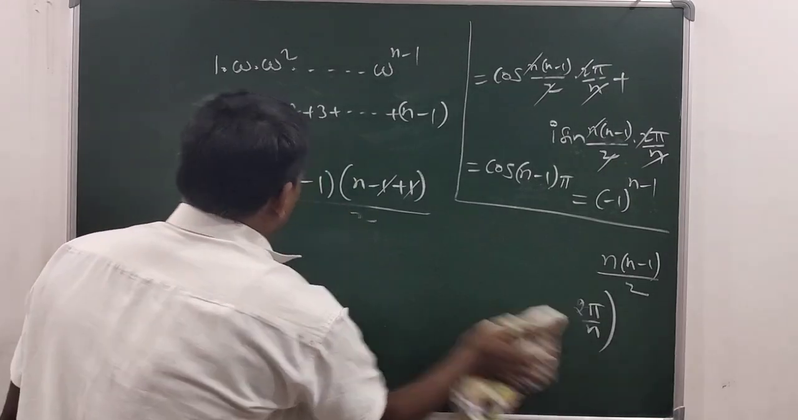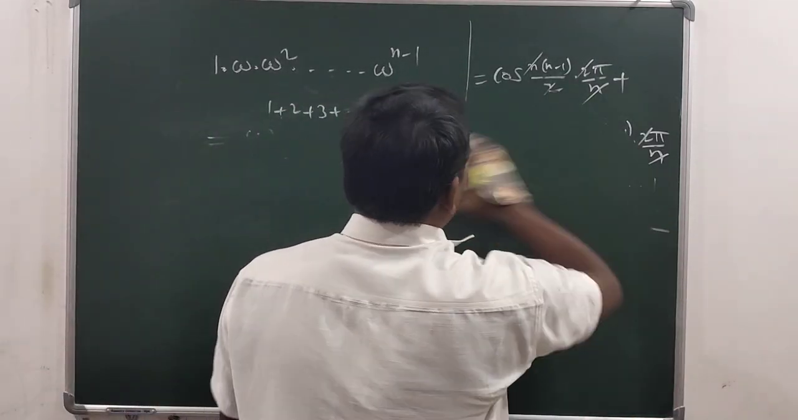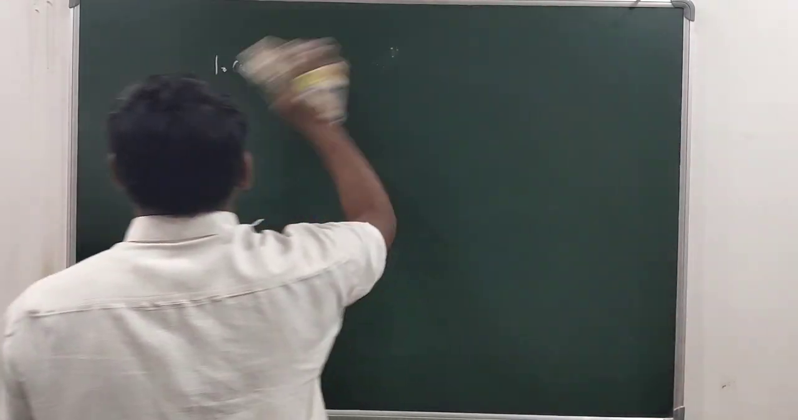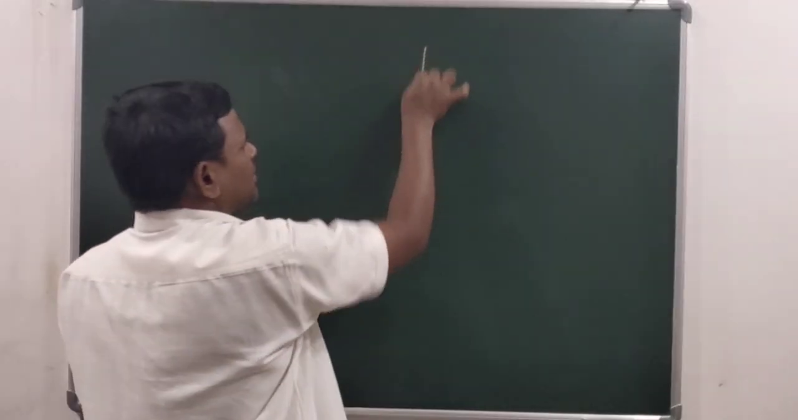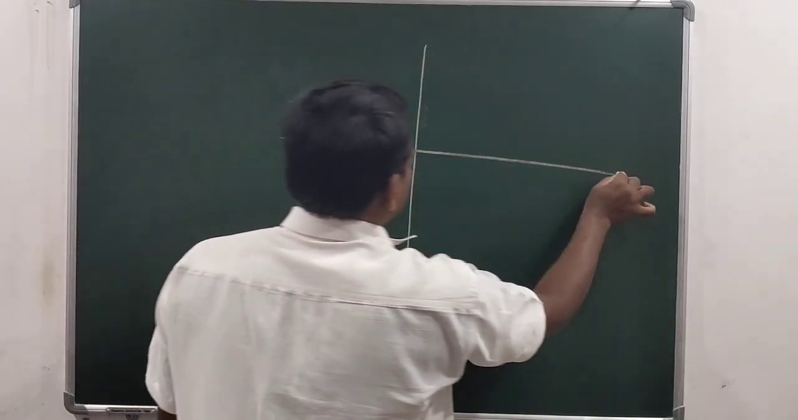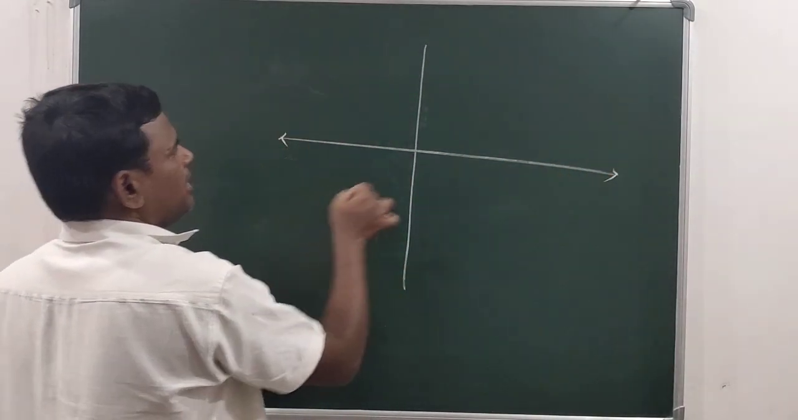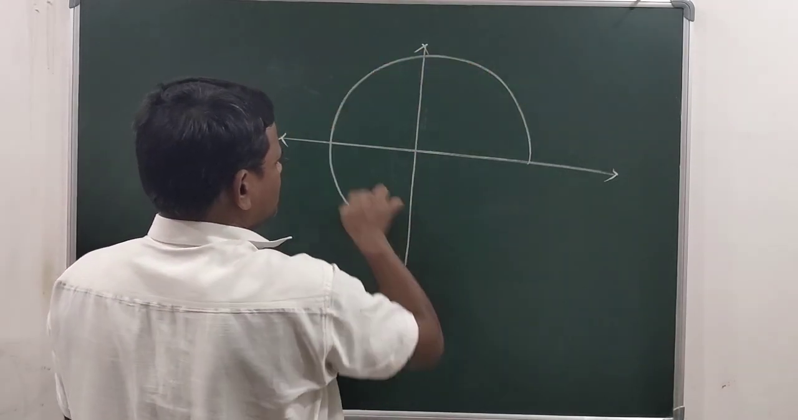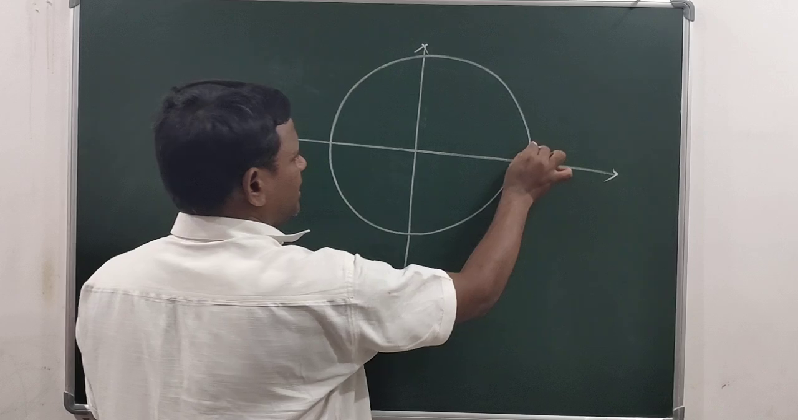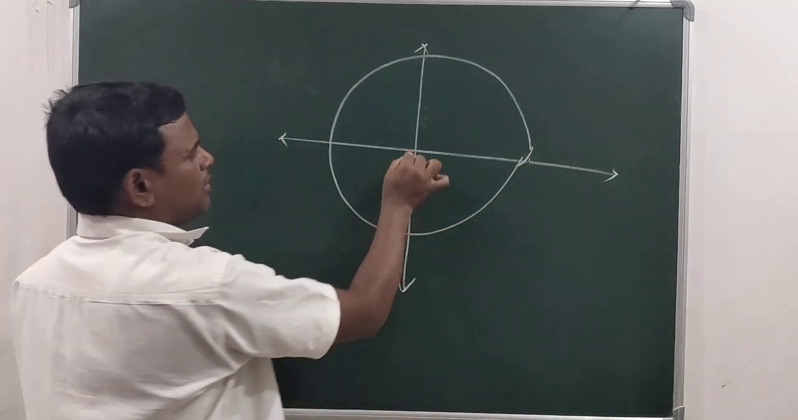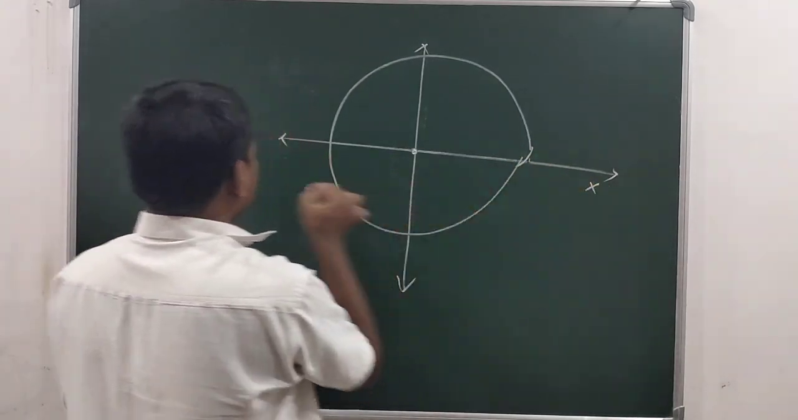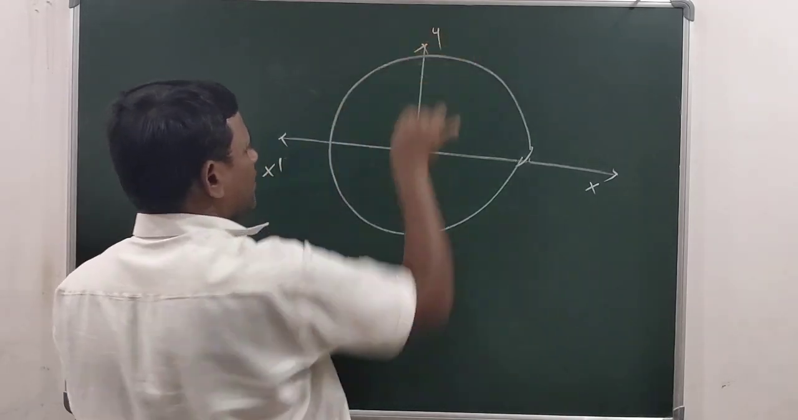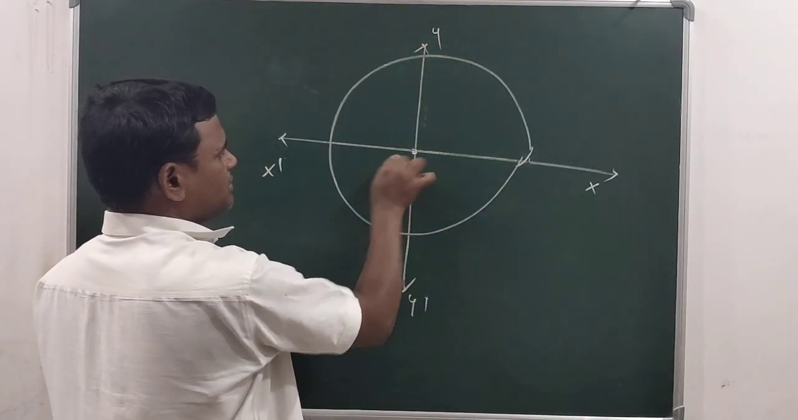Yes. Next, if you would like to represent these nth roots of unity on the Argand plane, you can. Take a unit circle. This is a circle of radius 1. Now, x dash, y dash. This is the origin.